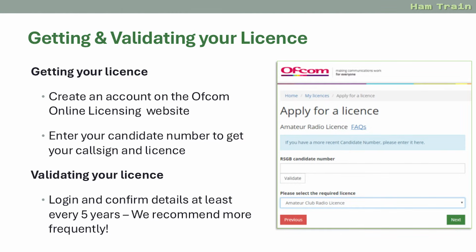So how do you go about getting your licence? Well, once you've passed your exam, you go onto the Ofcom website and you create an account. You'll need to enter the candidate number, which will be supplied to you by the RSGB once you've passed your exam, and then you can log on, create your call sign and download your licence. It's a requirement of the licence that you log on to the Ofcom website every 5 years to check that your details are correct. To make sure you don't forget, we recommend that you do this more frequently.